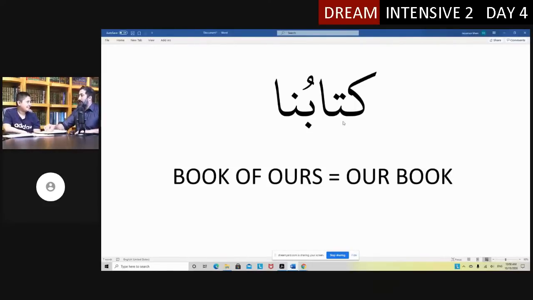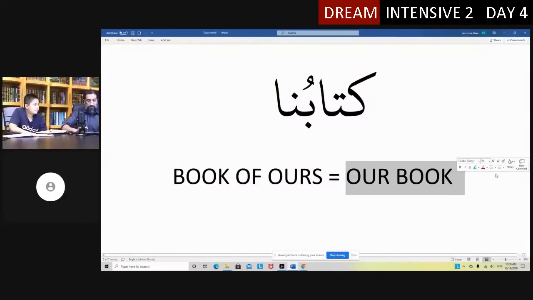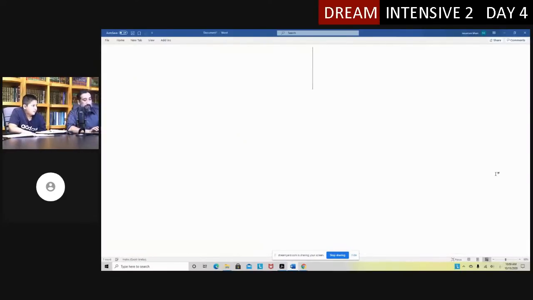And say, this is the pen of mine. You just say, this is my pen, right? So we're not going to translate into alien, book of ours. We're going to translate into human, our book. But we know why the "of" was there, where it came from. Even though the "of" is there, we're going to use a normal English translation.